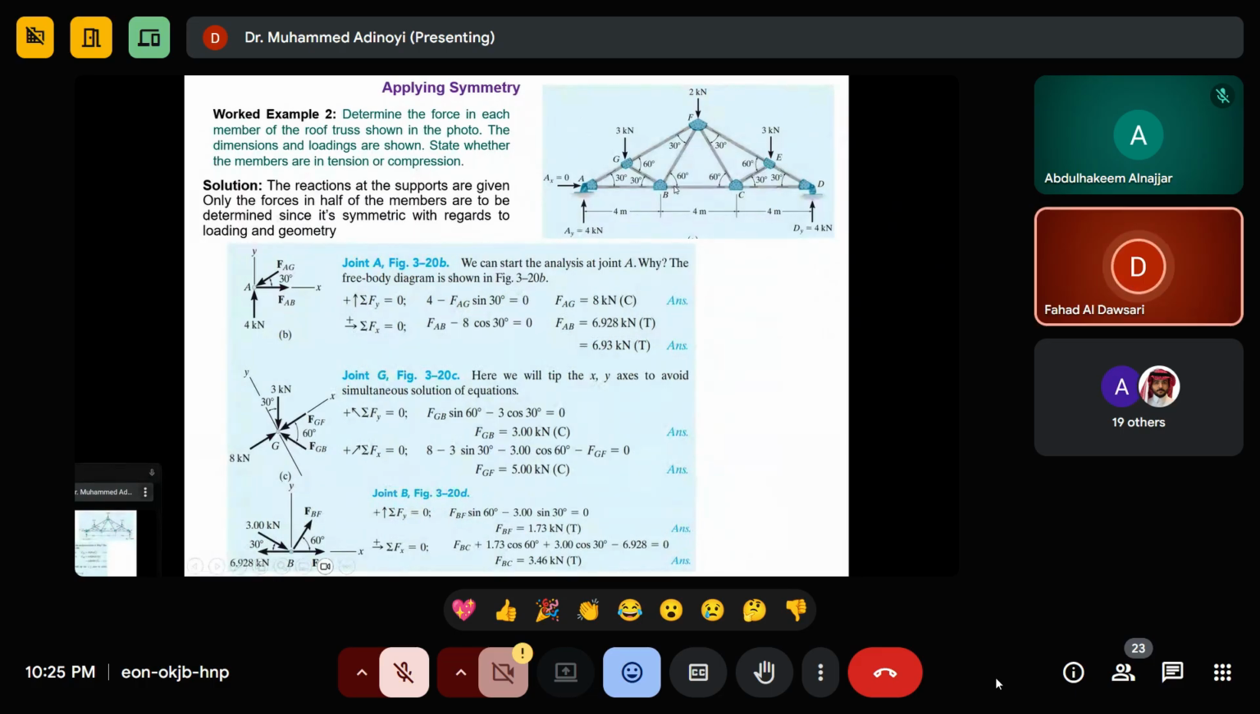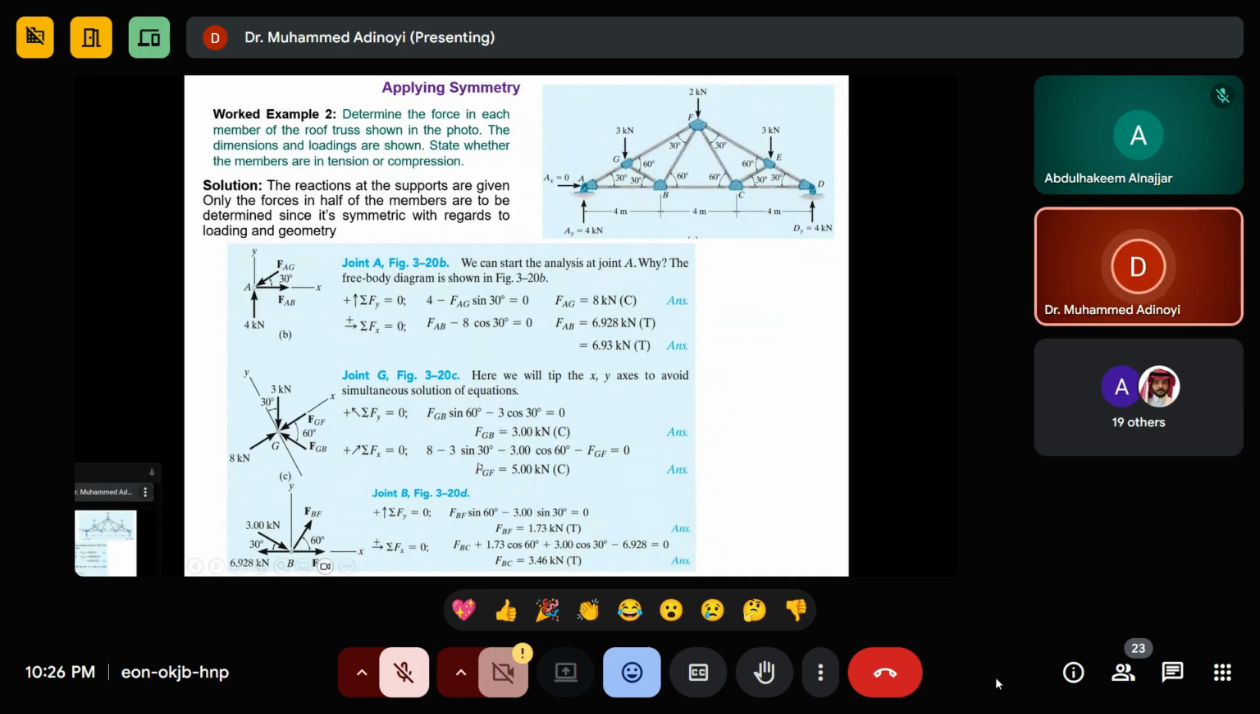I have a question, Doctor, for this one. For the G joint, for the 3 kilonewton, why do we not separate it into 2 components? The 3 kilonewton? Yeah, 3 kilonewton. Look at it here. It was 3 cos 30 here, and 3 sin 30 here. Wouldn't it affect the 8 kilonewton? The 8 kilonewton? No, it will not.